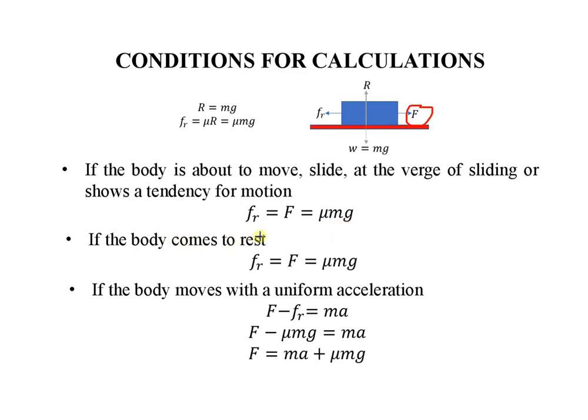Now, if the body comes to rest, the same thing happens. For the body to come to rest, the frictional force must be equal to the force applied. If the body moves with a uniform acceleration, then the force that causes motion, F, minus the force that opposes motion, which is the frictional force, will be equal to the resultant force with which the body moves, which is defined as ma. So these are the three conditions that are always applied for a body placed on a plane.